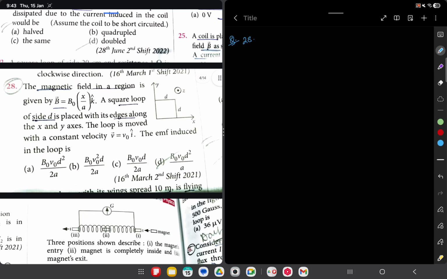Let's start with question number 28. The magnetic field in a region is given by B equal to B naught x by a k cap. A square loop of side d is placed. You need to find out the EMF induced in the loop.